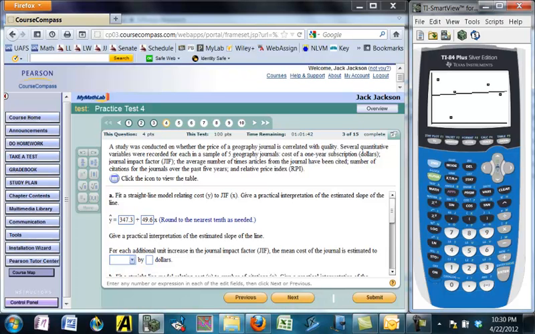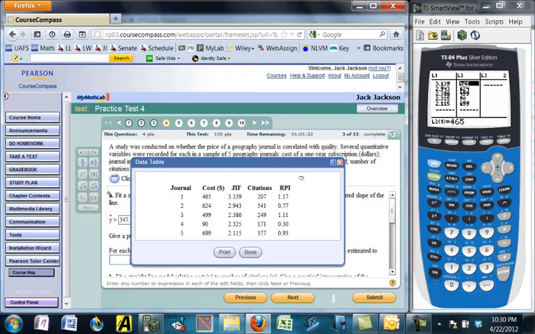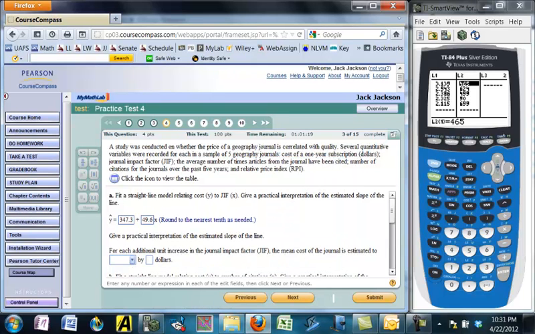Let me just double check and make sure I've got everything typed in right. Okay, everything is typed in correctly.